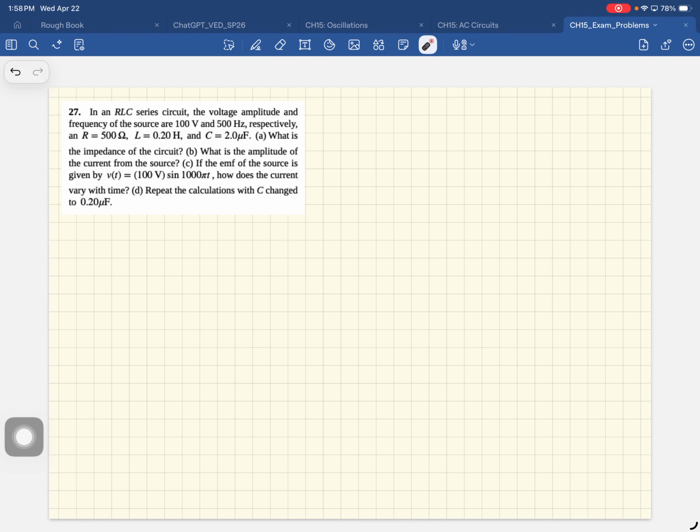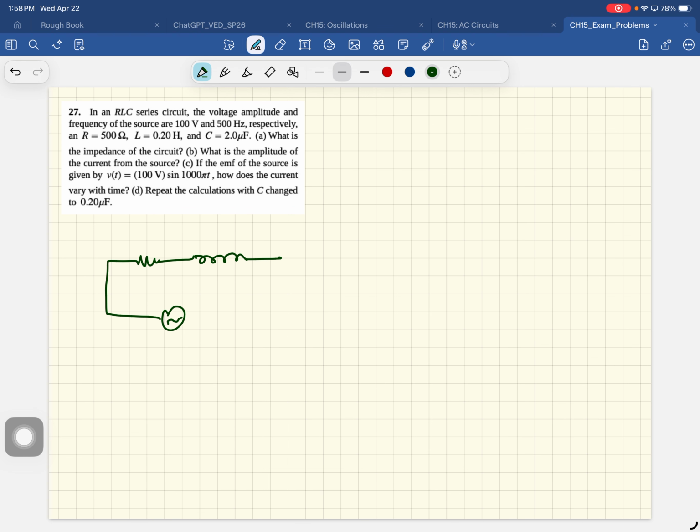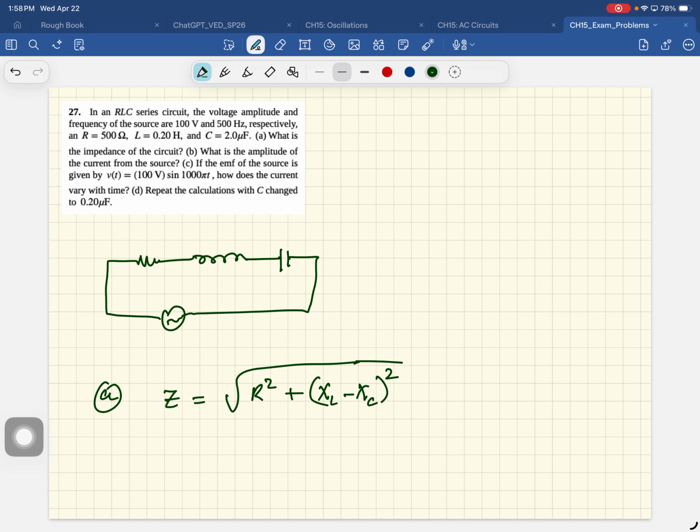And then they ask you, if the EMF of the source is given by this, how does the current vary with time? So now they're asking you to find phi. Okay. So they tell you the voltage is 100 volts, that's the amplitude, sine omega is 1000 pi t. Okay. They're asking you what is the current. So essentially you want to find phi.